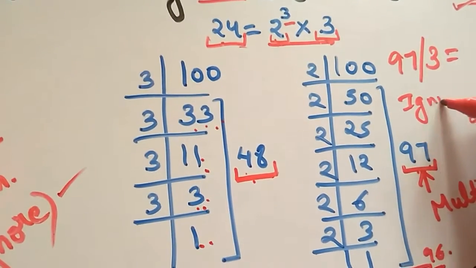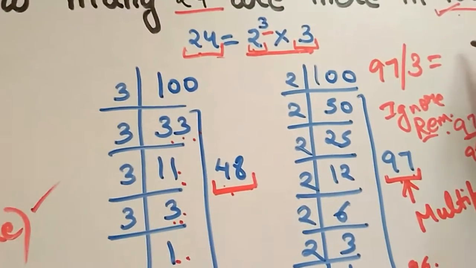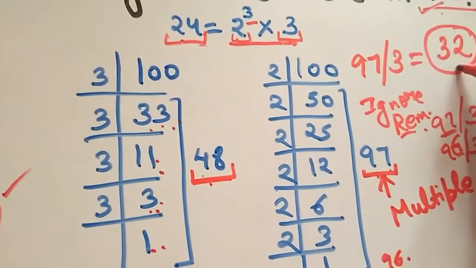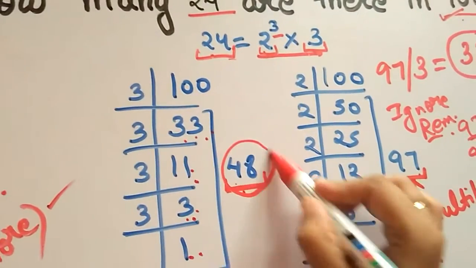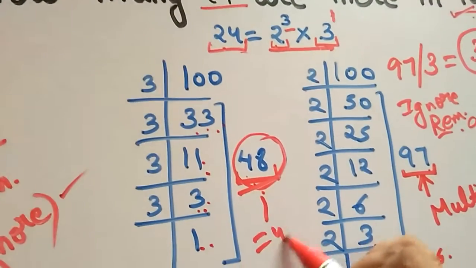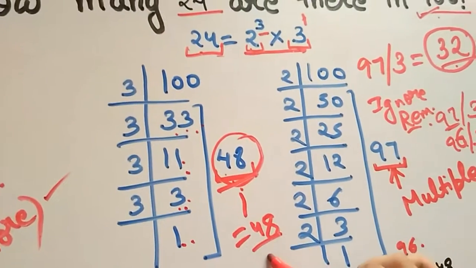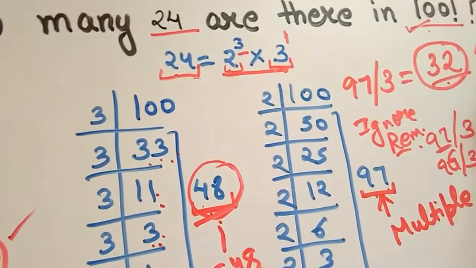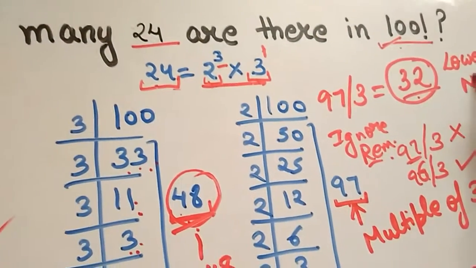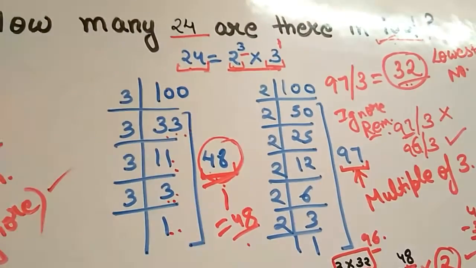Ignore the remainder. It comes out to be what? 32, right? And here 48. 3 is 48. Power is 1, so 48 divided by 1 is what? 48 only. So now you have 32 and 48. Answer will be what? The lowest number will be the answer. So answer is 32. Let's see another example and you will get it more.